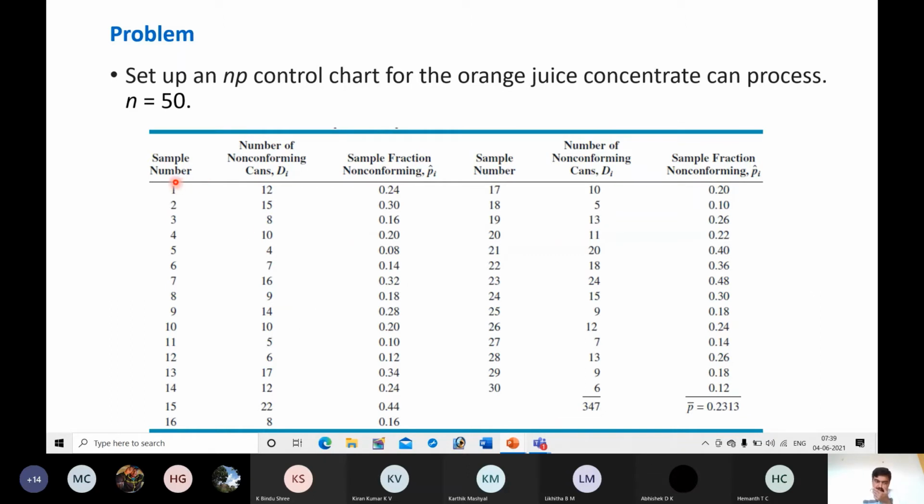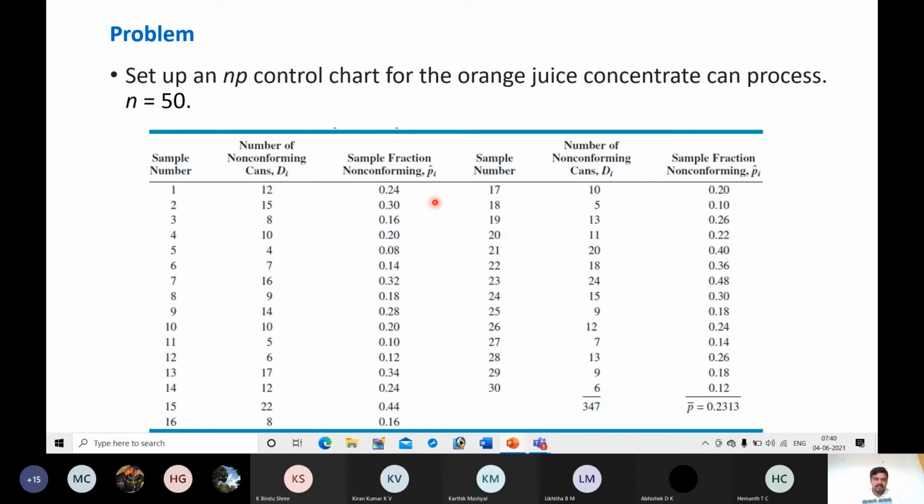There is data available. There are 30 samples taken, at intervals after 30 minutes, after 60, after 90 minutes of production. Each time 50 samples are taken. Out of 50, the number of non-conforming cans is 12, that means 12 are defective, resulting in leakage. Based on these values, you can find the sample fraction non-conforming, that is 12 by 50. So D i by n will give you the p i value.